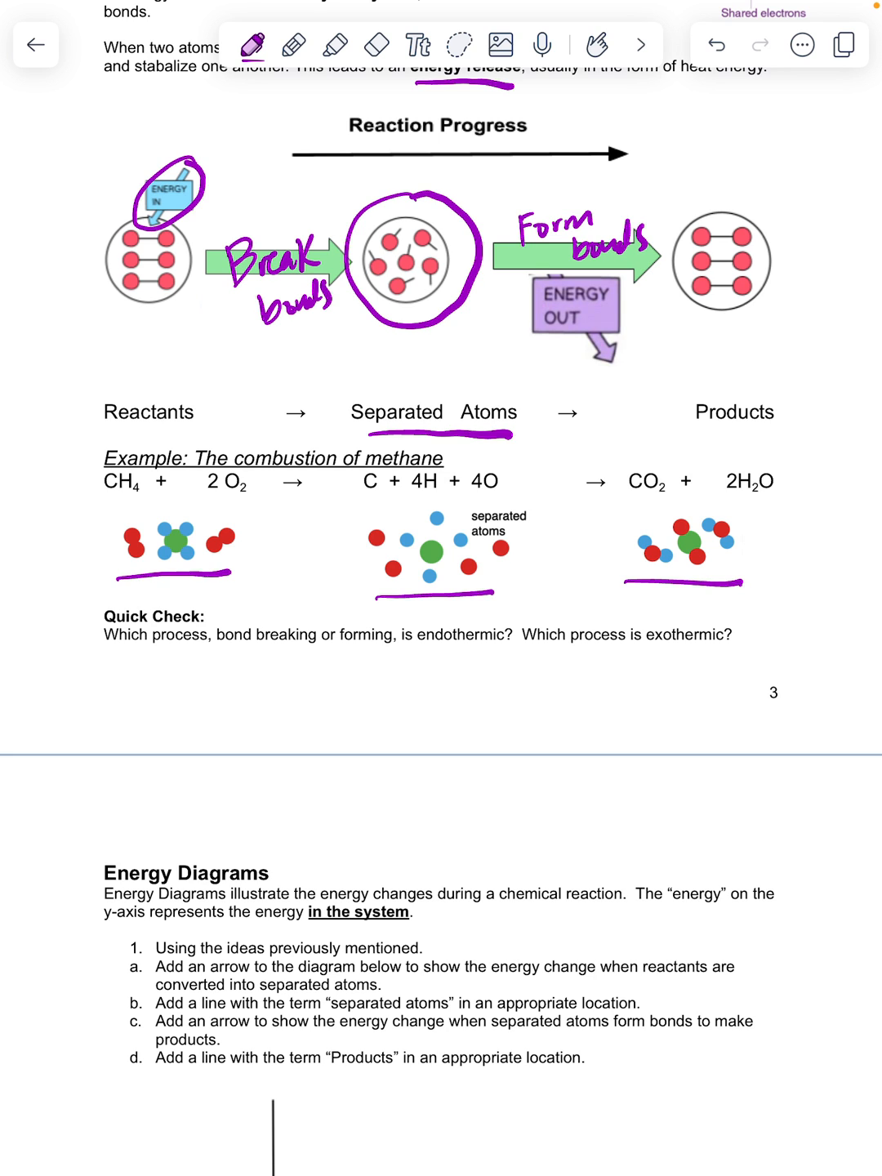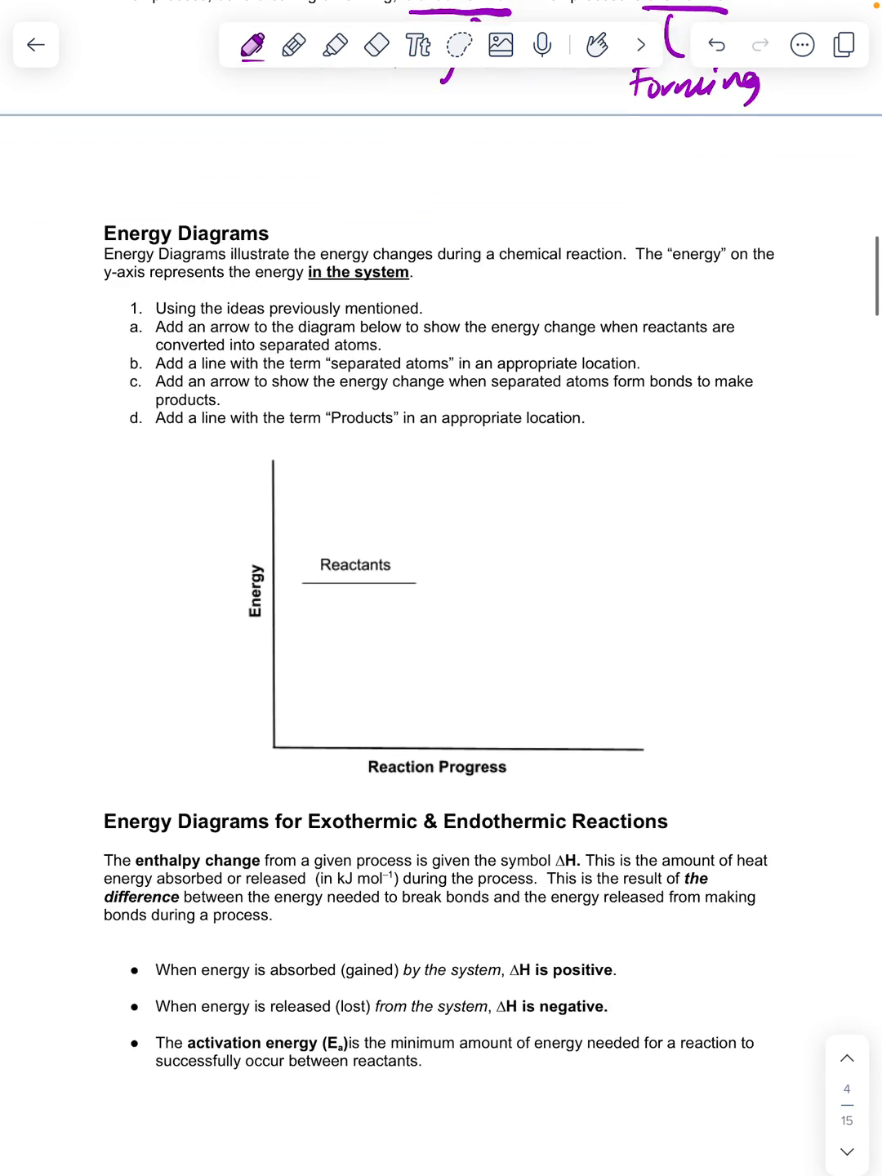So which process is endothermic and which process is exothermic? Well, if breaking bonds involves energy in, then that is endothermic for bonds breaking. And which is exothermic? Bond forming is exothermic because it involves an energy release. So if we showed this on a diagram, we start with reactants. The first thing we have to do is break bonds, and breaking bonds is going to take energy. So that's energy uphill. We have to put in energy, so we'd say positive delta H, to break the bonds apart.